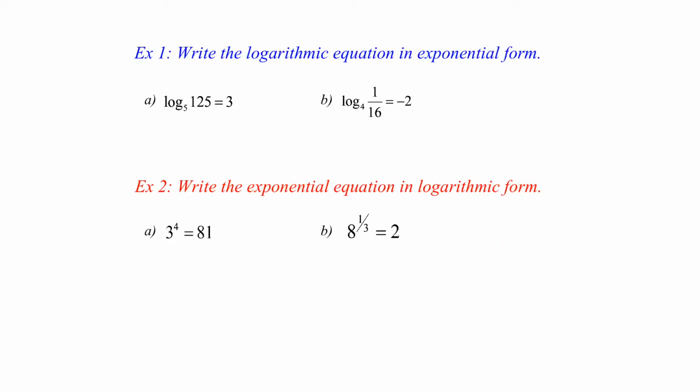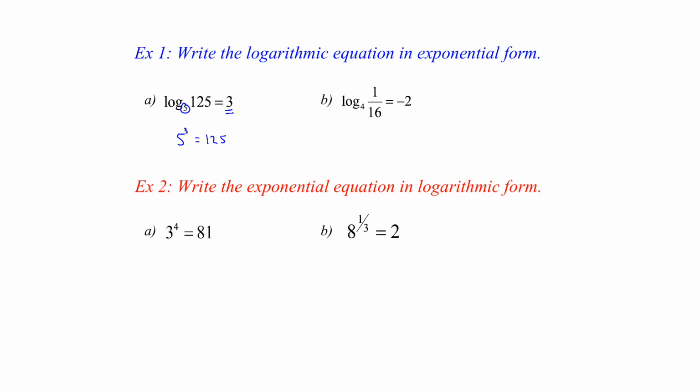The first thing that I want to look at is being able to take a logarithmic equation and rewrite it as exponential. So if we have log base 5 of 125, what does that mean, and how can we write that exponentially? Well, it's log base 5, so if we're going to rewrite this exponentially, we want the base to be the same. So base 5, a logarithm is an exponent. So 5 to the 3rd is equal to 125, which is a true statement.